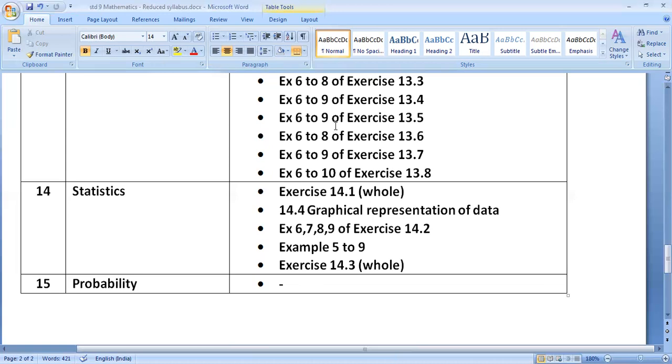So in this video, we have discussed from chapter number 11 to chapter number 15, which topics are included and which are excluded. I hope you understand. In part 1, we discussed chapters 1 to 5, which topics are included and excluded. In part 2, we saw chapters 6 to 10. In part 3, we have discussed chapters 11 to 15, which topics are included and which are excluded.